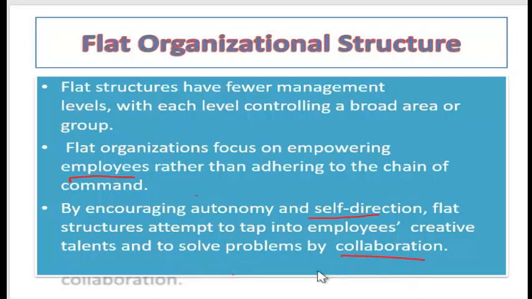So we are not having the hierarchical structure where we have a chain of command. Rather, we have a few levels, and then the people are doing it in an auto mode. They do it of their own and make it happen. So this is most suitable for small companies and small organizations, not the big ones.